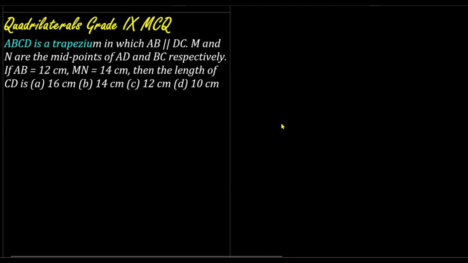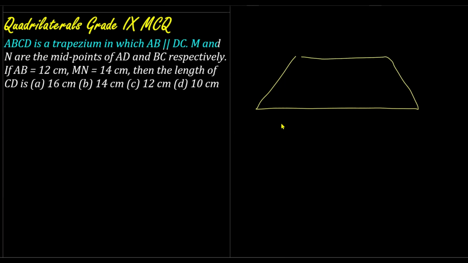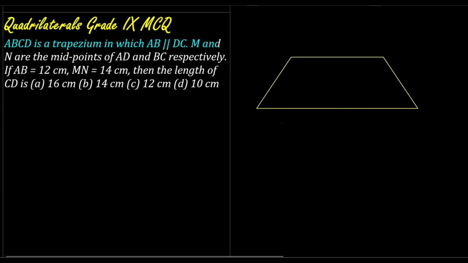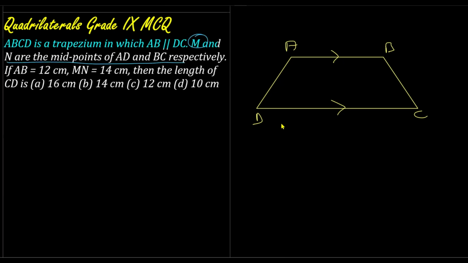In the next question, it says ABCD is a trapezium in which AB is parallel to DC. So let's first make a trapezium. Now, let's say AB is drawn, so I name this as AB and this as CD. These are parallel. Further it says that M and N are the midpoints of AD and BC. So I'm going to take M here as the midpoint of AD and N being the midpoint of BC.